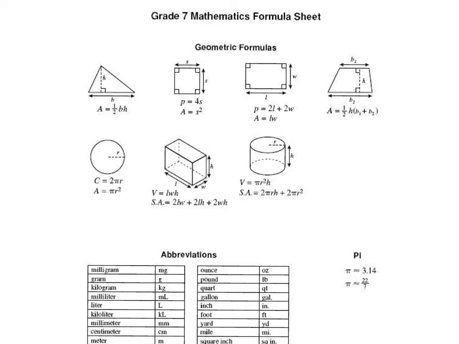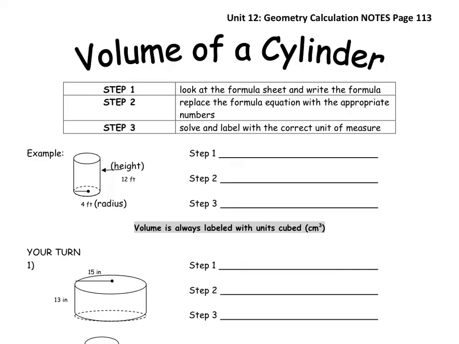Okay, so in the previous video, we looked at volume and surface area of rectangular prisms, and this one we'll look at volume and surface area of cylinders. So we'll need these formulas here. Okay, so step one, write the formula. So volume is equal to pi r squared times the height.